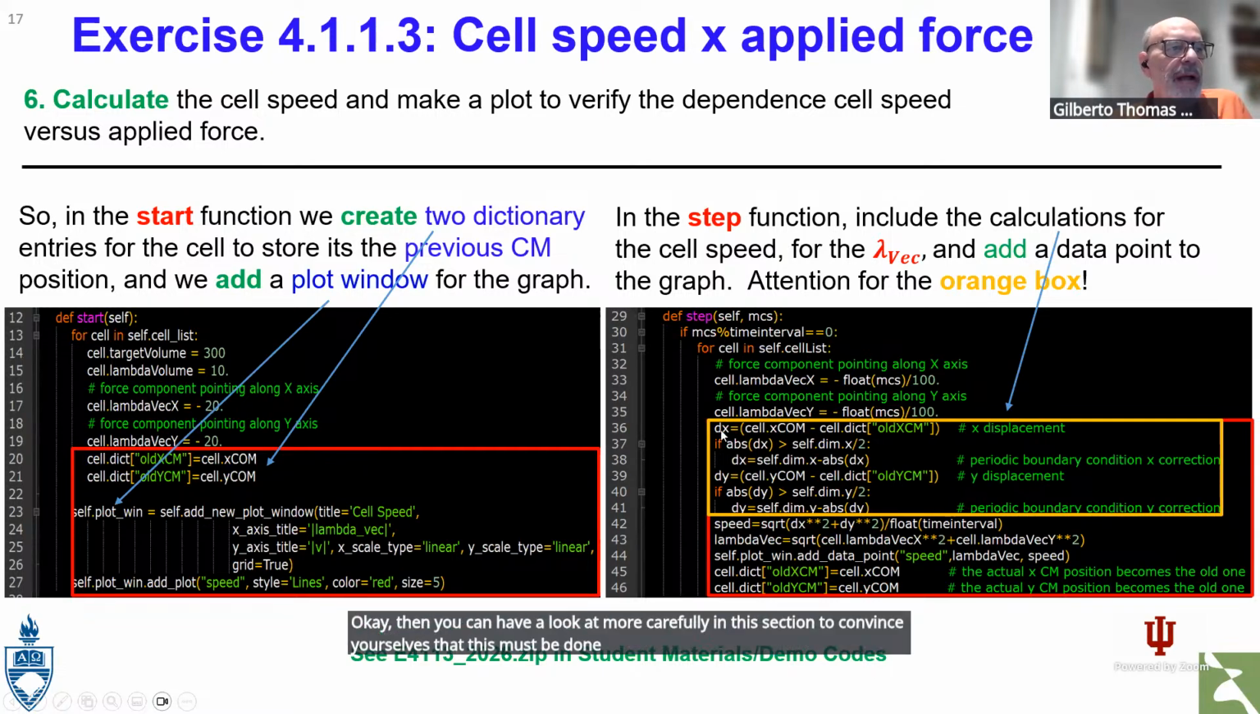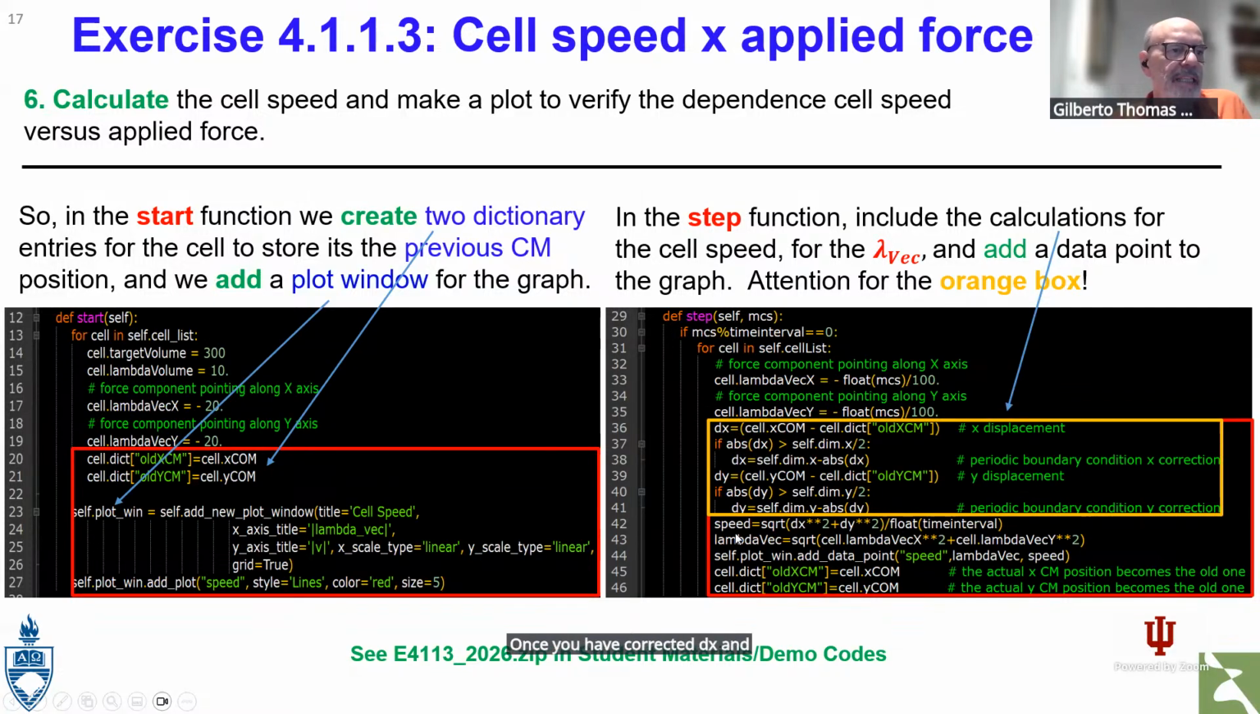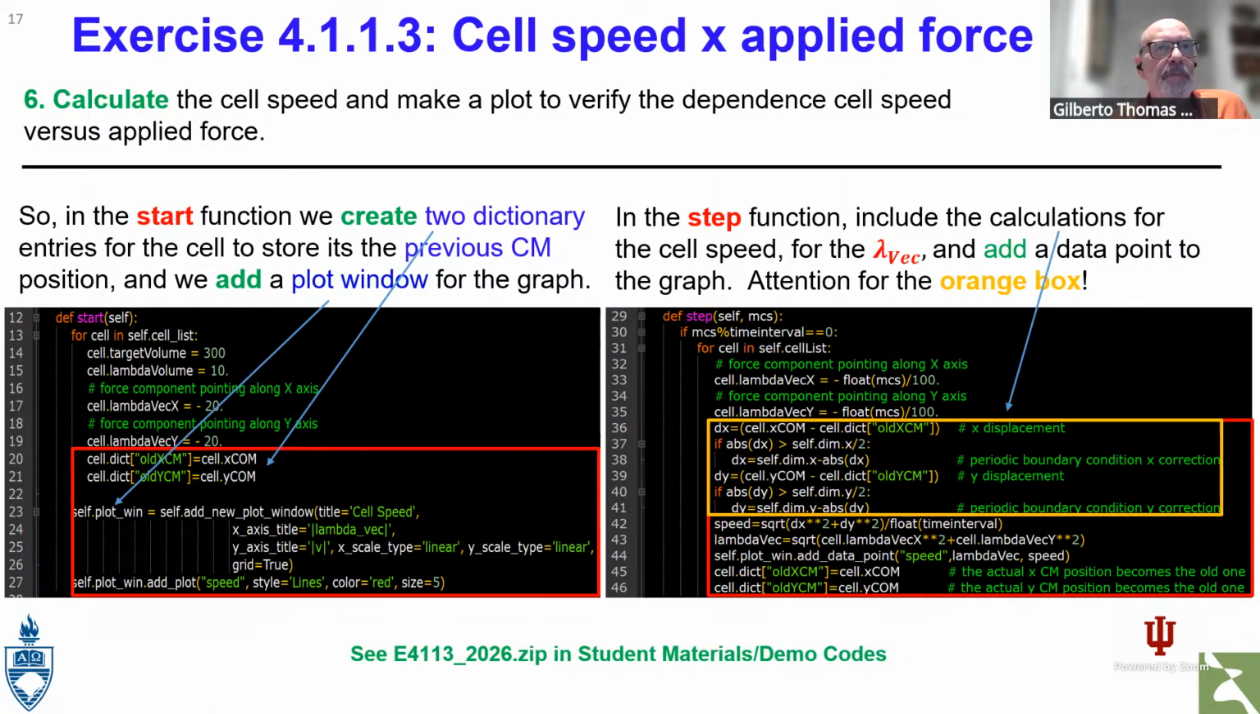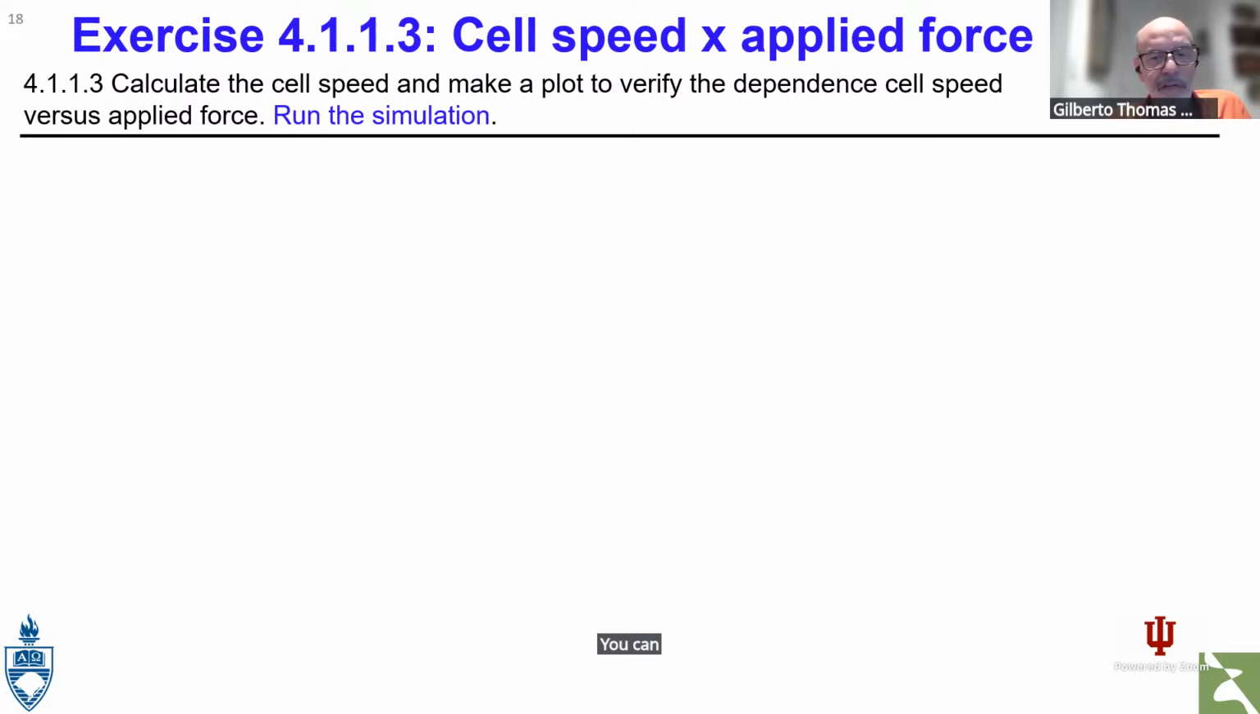Once you have corrected dx and dy, we can calculate the speed according to the previous formulas: the square root of the components squared, and I divide by the time interval between the two position measurements. Speed is displacement over time, okay? And the intensity of the lambda vector is the same: the square root of the squared components. Then I am able to plot this. You have everything done, you can run the code.